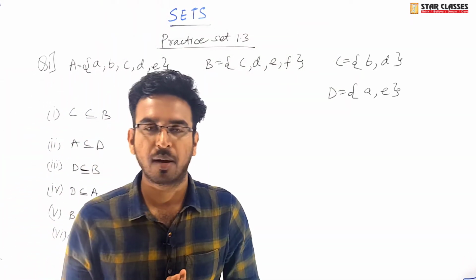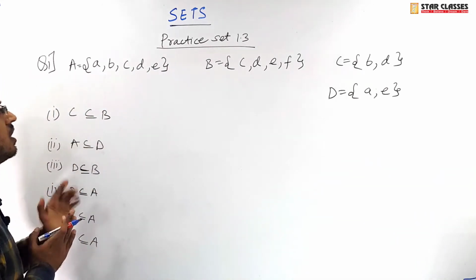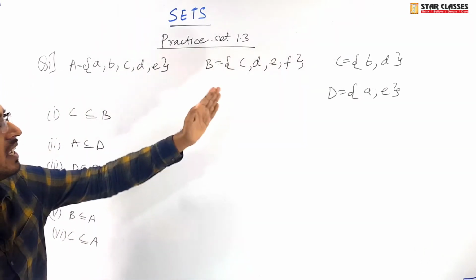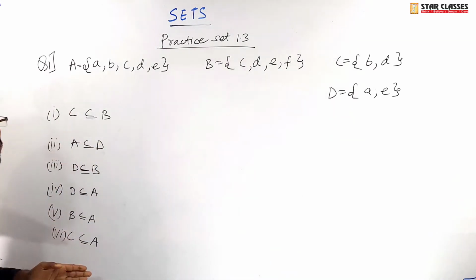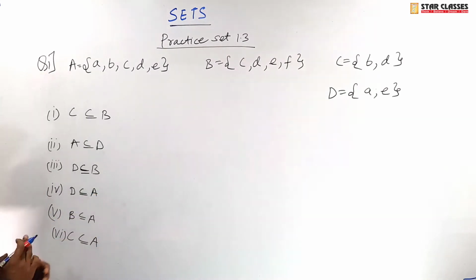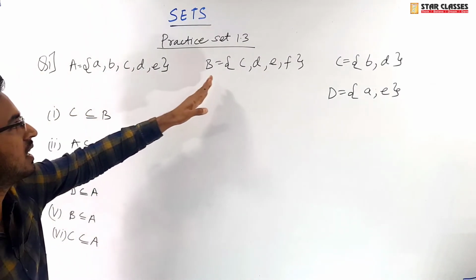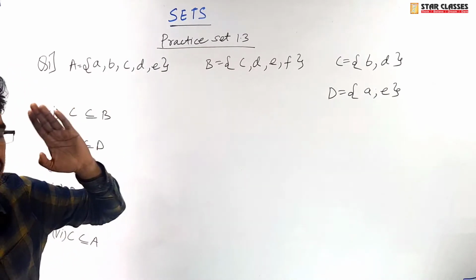Now we'll do practice set 1.3, question number 1. You have been given certain sets, set A, set B, set C and set D, and they have asked you certain questions and to say whether each is true or false. Set A is A, B, C, D, E, set B is C, D, E, F, set C is B, D and set D is A, E.